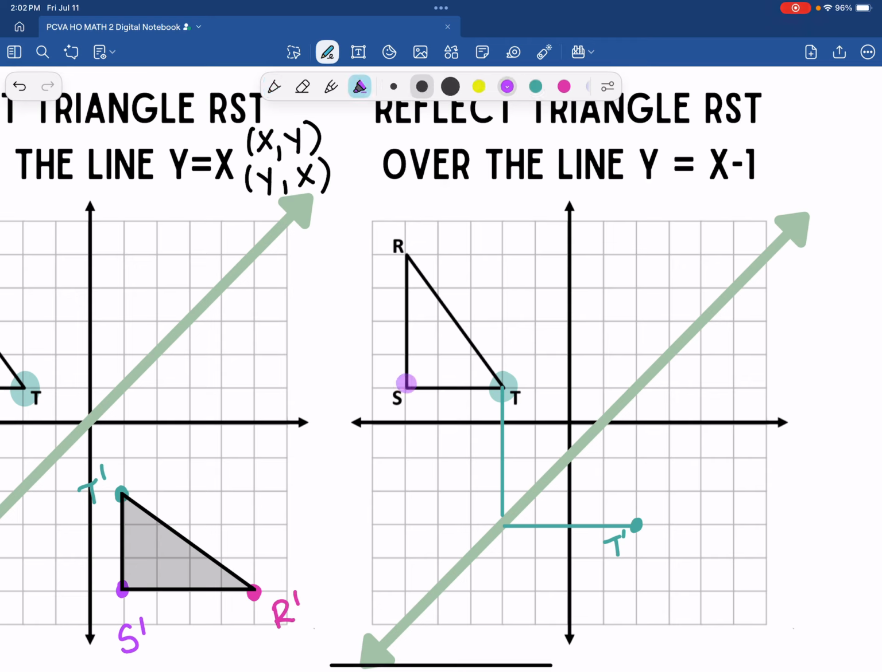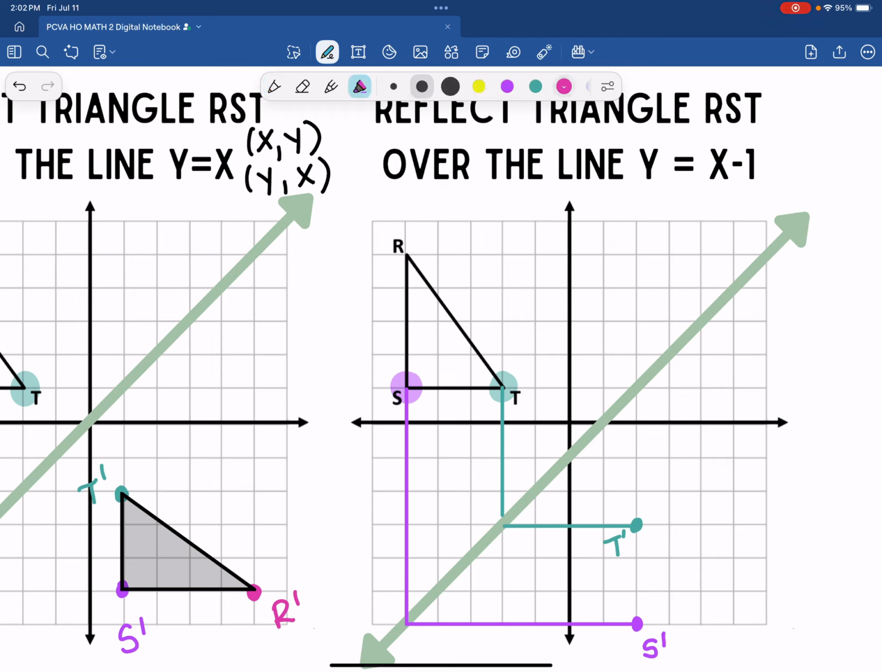Then we have S. Again, I'm going to show you that the vertical still works. So I'm going to go vertically this time. So 1, 2, 3, 4, 5, 6, 7. Then I'm going to go 1, 2, 3, 4, 5, 6, 7. So that's going to be S prime.